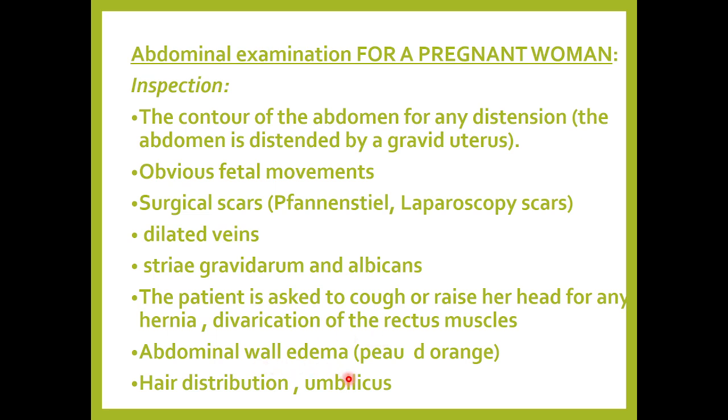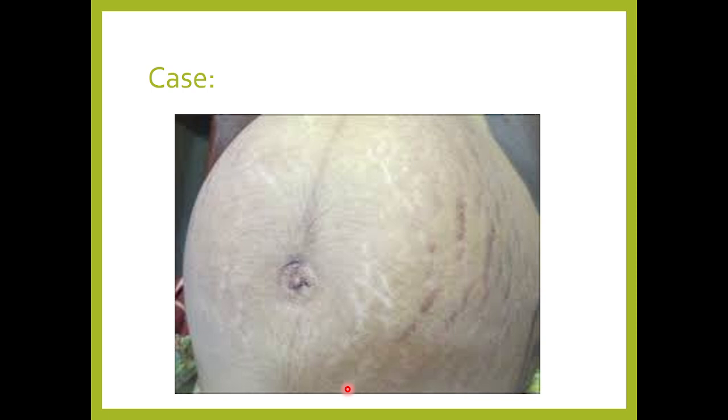Abdominal wall oedema again is seen in highly parous women. There will be oedema, what we call the pseudo orange, because the hair follicles are fixed and the skin is elevated. So there is abdominal wall oedema, seen commonly late in pregnancy. What about the hair distribution and the umbilicus also should be mentioned.